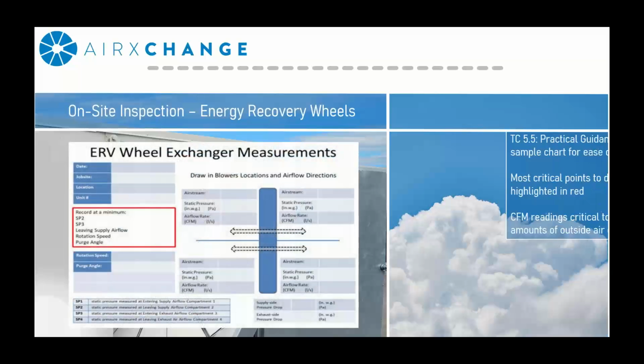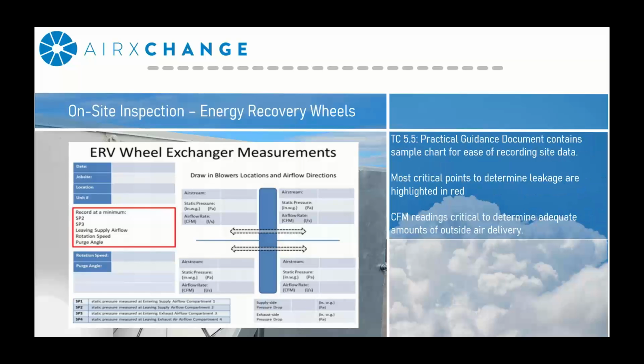To help assist with recording all this information, the TC55 document does have a sample chart that you can use to help record it. The most critical points to determine leakage and recirculation are highlighted in red. And once again, what you're looking for is a more positive pressure in the supply side of the system than in the exhaust side of the system.